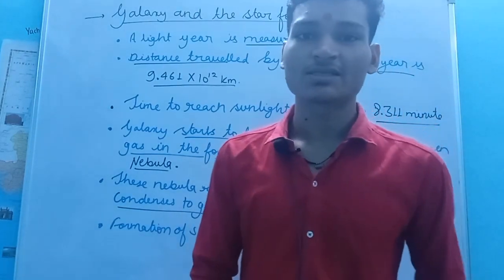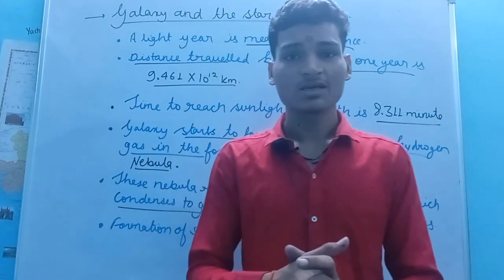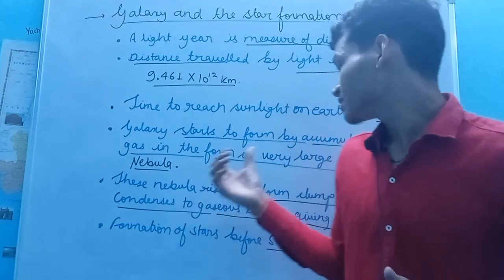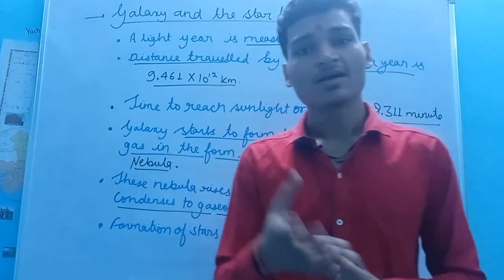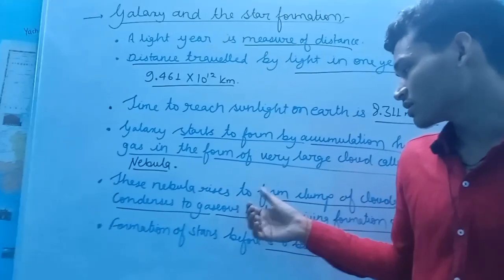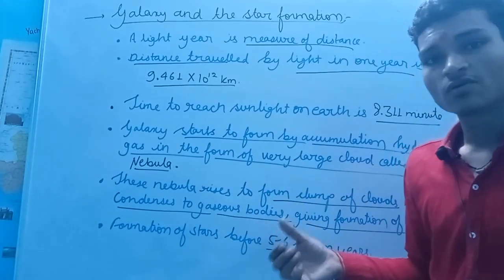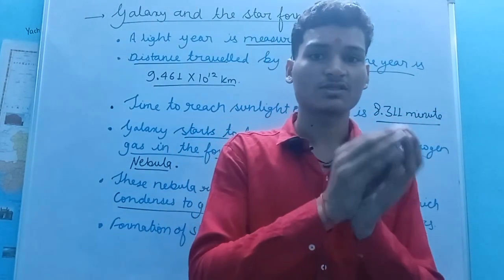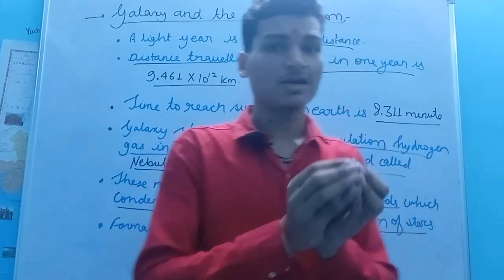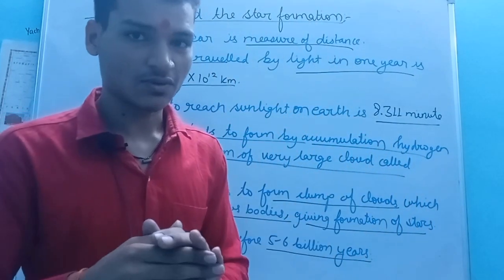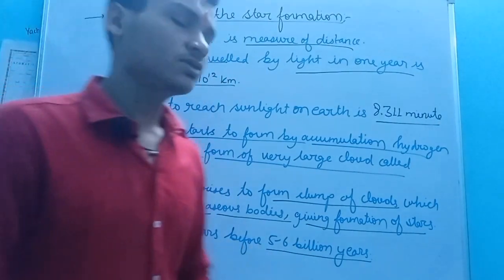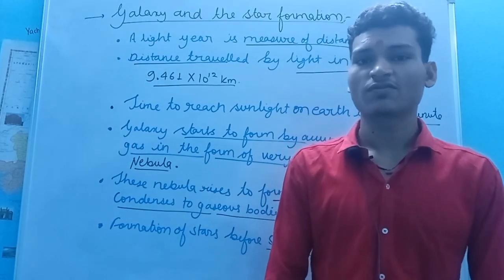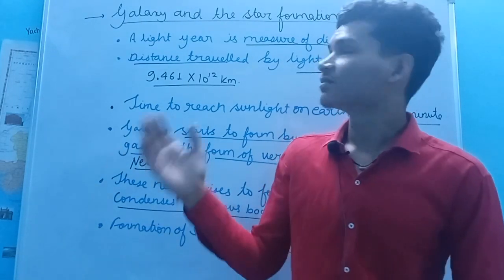So basically the galaxies are formed by the accumulation of hydrogen gas in the form of large clouds which are known as nebula, and these nebulas form clumps of clouds which after some time condense to form gaseous bodies, and these led to the formation of the stars. Now the formation of stars was about 5 to 6 billion years ago. So these are some of the facts related to the galaxies and the formation of the stars.